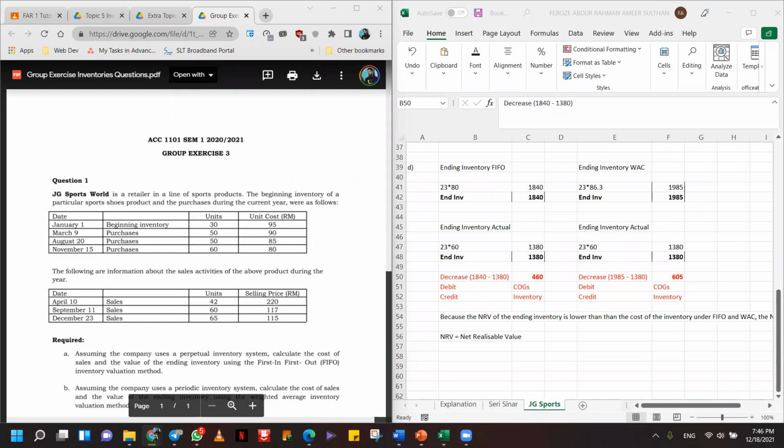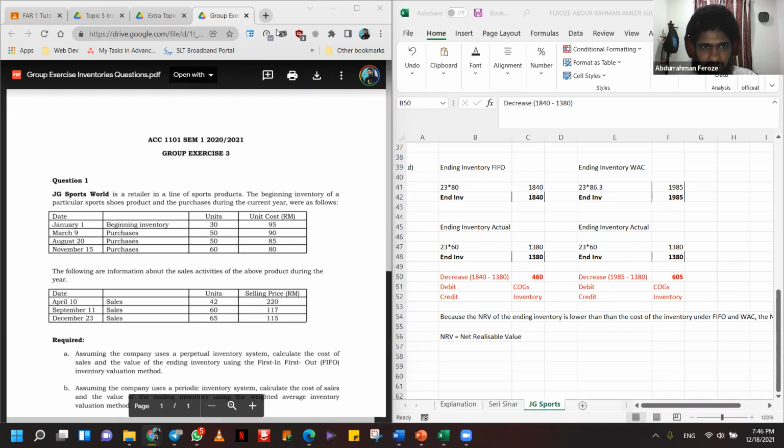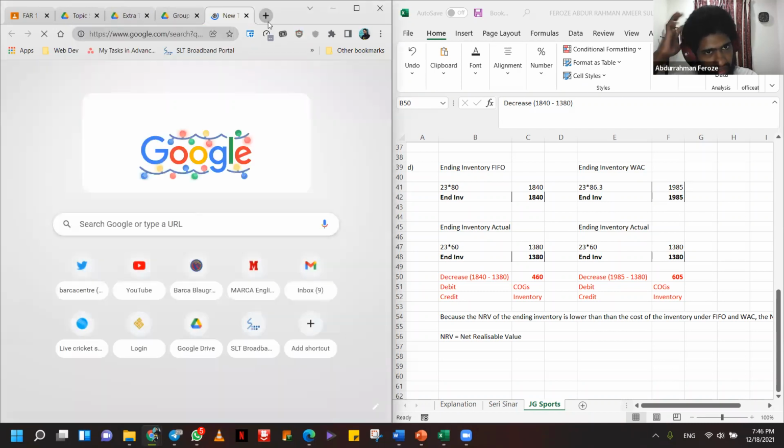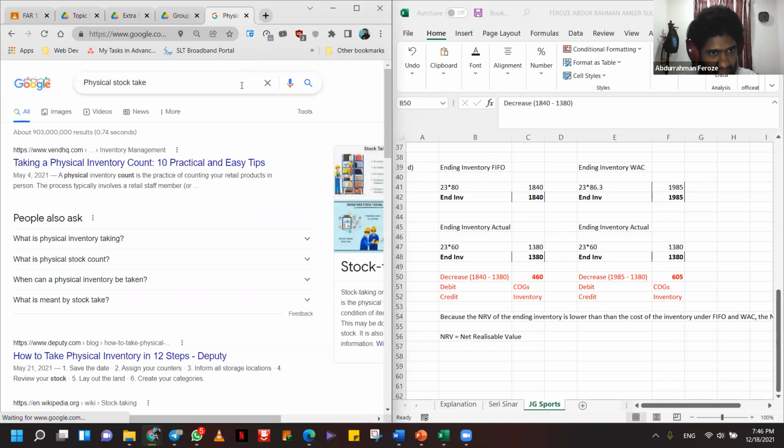Or I may send the question. Okay, can you type it out? I don't know why it's very unclear. Physical stock take. Wait, I'm not sure. Let me just Google this and see. Physical. It's inventory count, you mean?